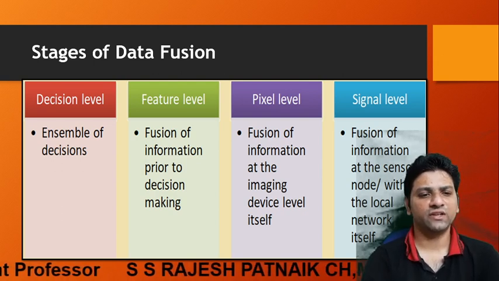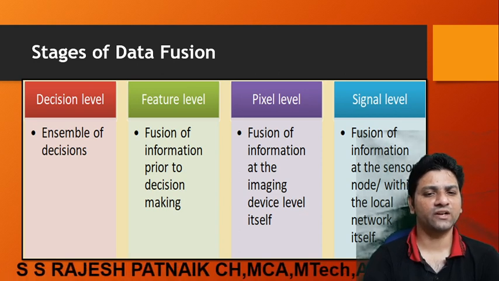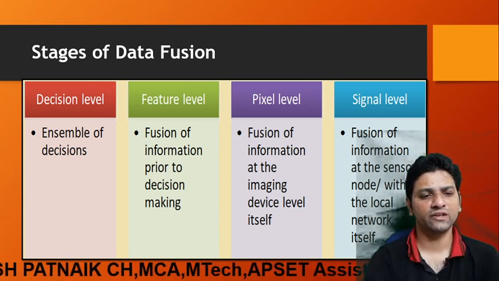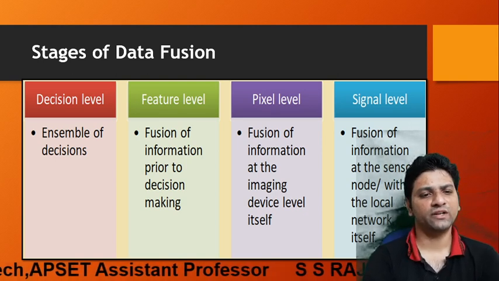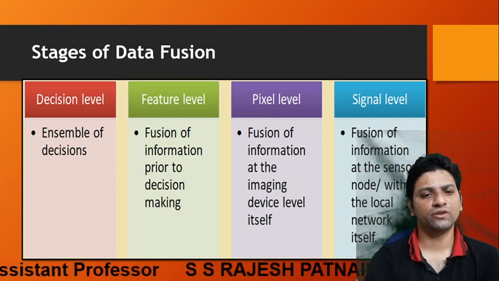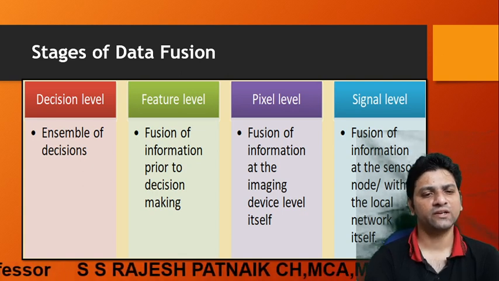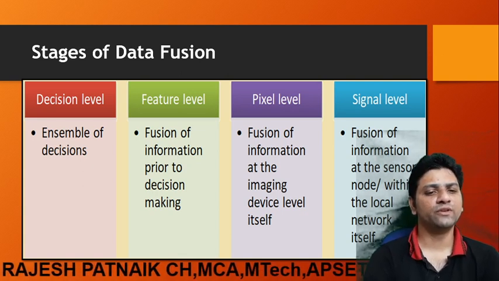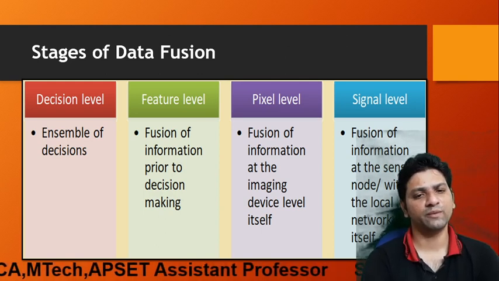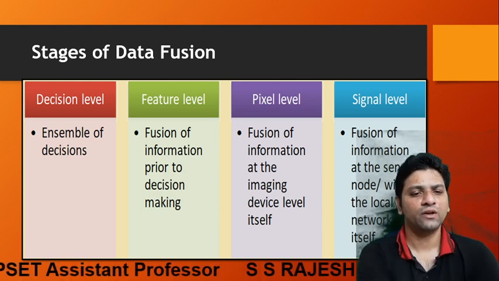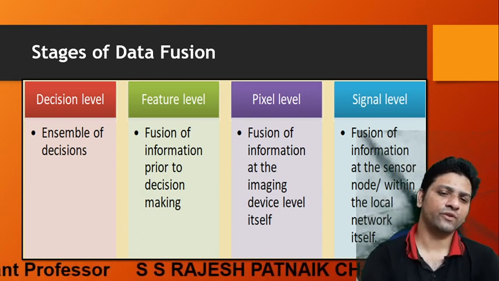Like this, there are different levels. That may be decision level. Decision level means at the starting point, based on the decision only, the accurate data will be stored. And feature level means fusion of information is prior to the decision making, and based on that particular decision only the feature level information will be stored.